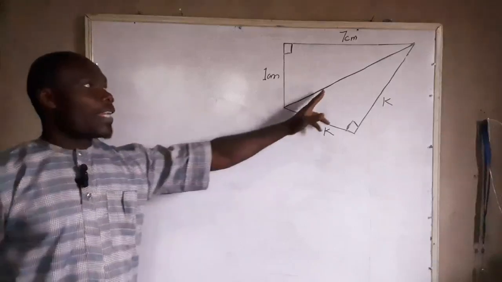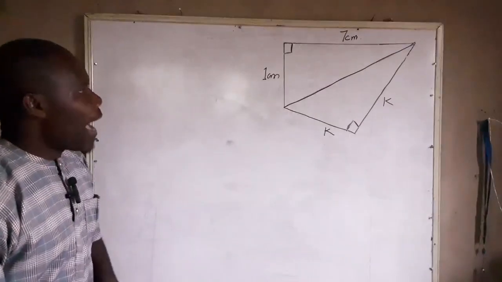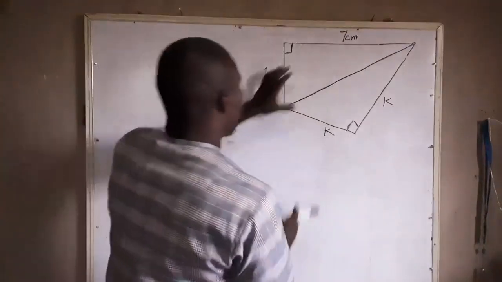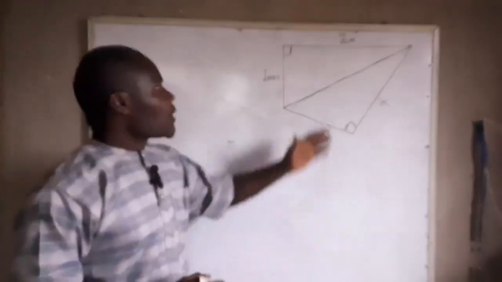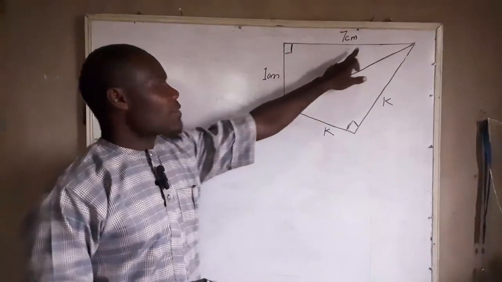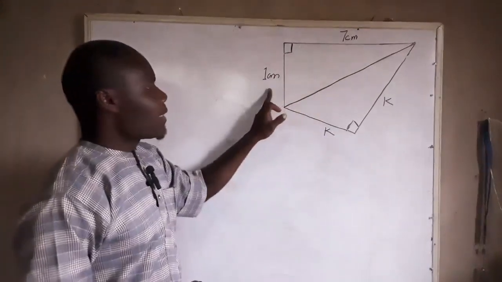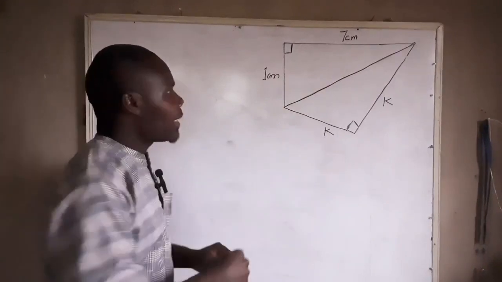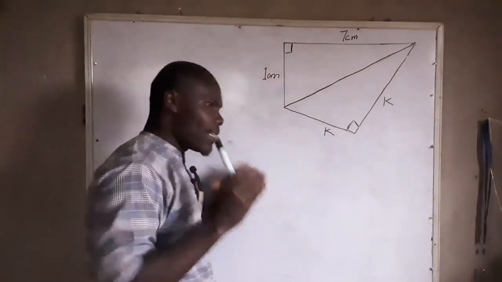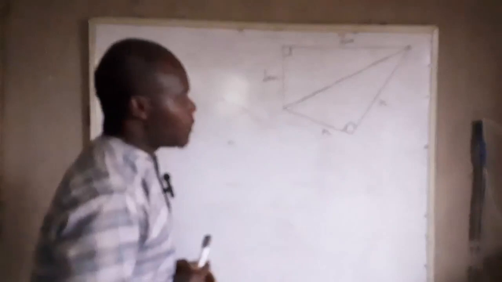To solve this question, it's two right angle triangles. So this is 7 centimeter, 1 centimeter. This value is K and K. Also, both angles facing each other are right angle triangles.